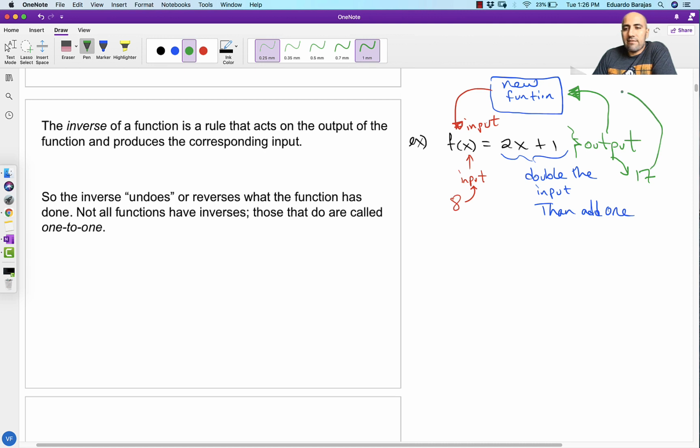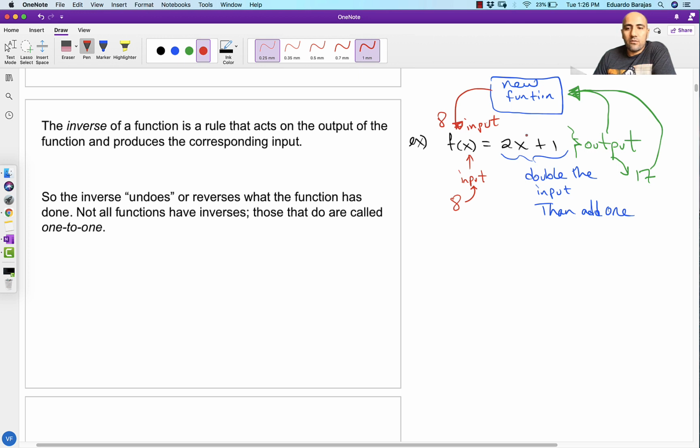And then I take that 17 and plug it into this new function that will undo whatever this did: double it, add 1. So it's going to subtract and divide by 2. When we do that, it brings you right back to where you started, back to 8. And that should be true for all values where the function f is valid, so any input you can put in here.